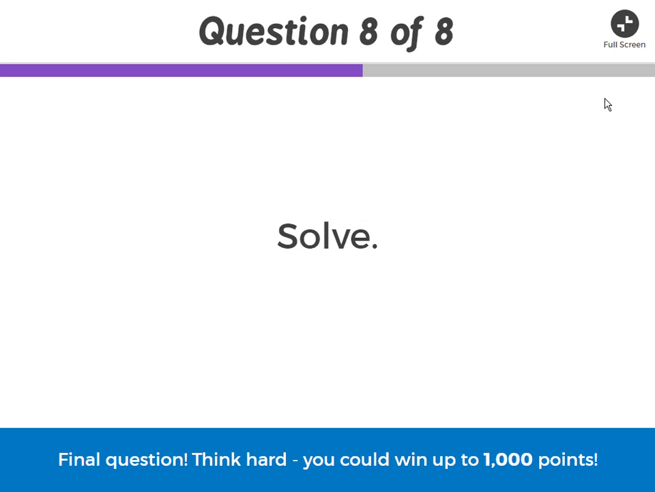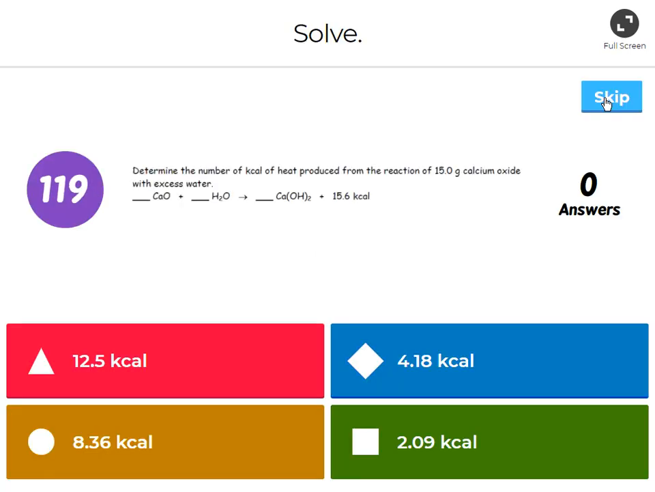Let me read this to you. Determine the number of kilocalories of heat produced from the reaction of 15.0 grams of calcium oxide with excess water. And it gives you the reaction: calcium oxide plus water yields calcium hydroxide plus 15.6 kilocalories.